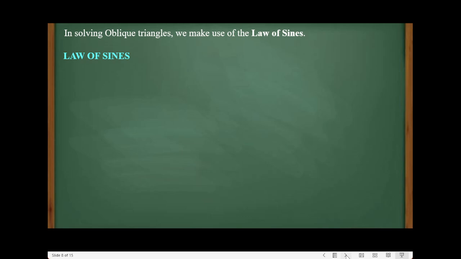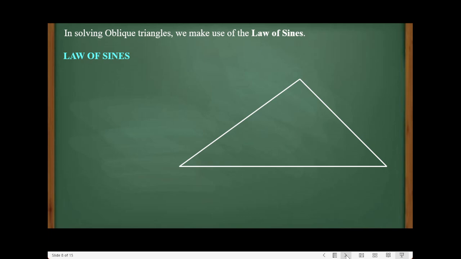For us to discuss this concept, again, we consider an oblique triangle such as this one, and let us name this triangle ABC. And these are the given parts. Point A, with the angle A, of course, and its opposite side denoted by small letter a.